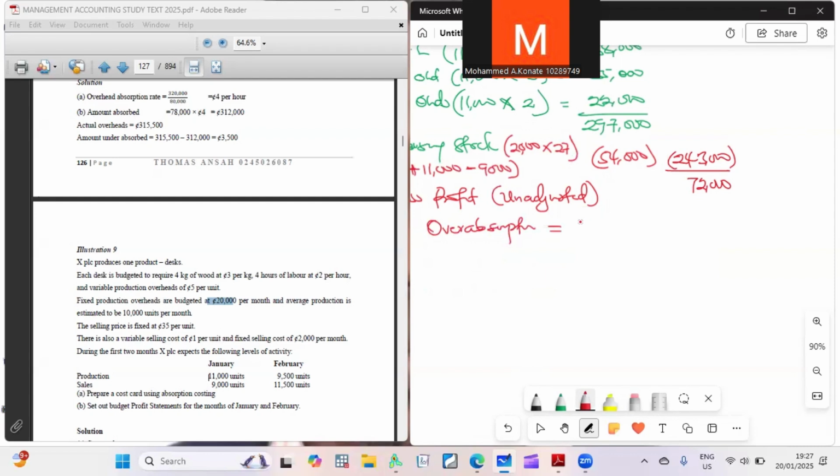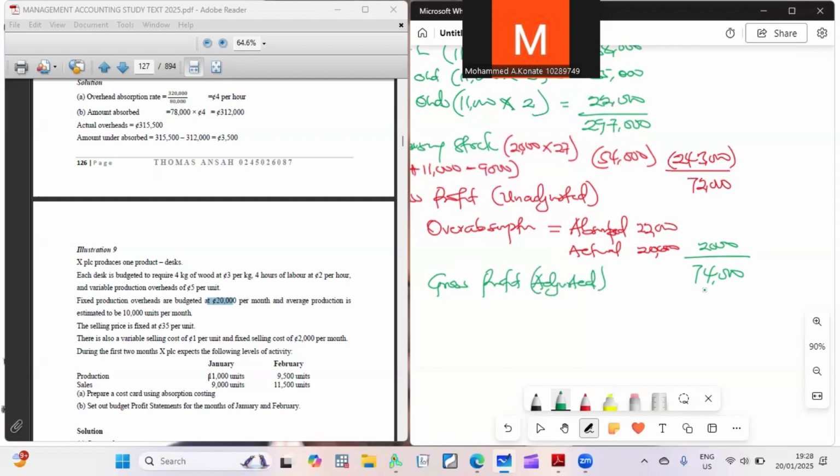Over absorption. So you realize that the absorbed was 22. The actual was 20,000. So we will just add the difference of 2,000. So our adjusted gross profit will be 74,000. So the gross profit adjusted. So that is what we have.